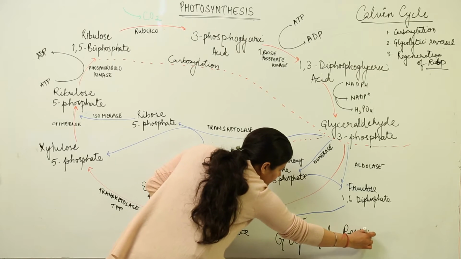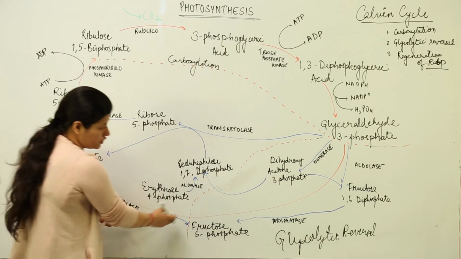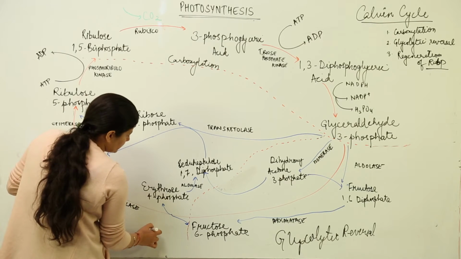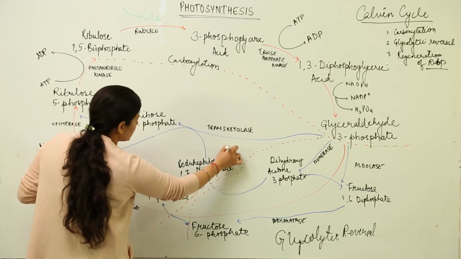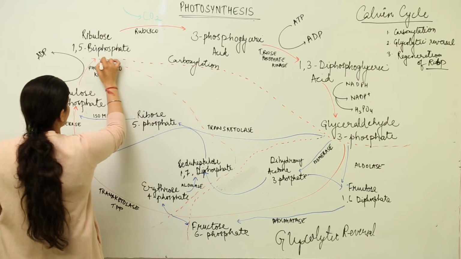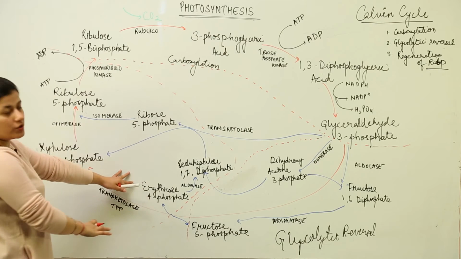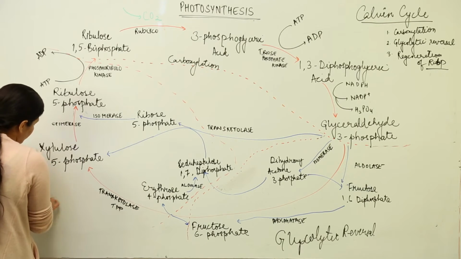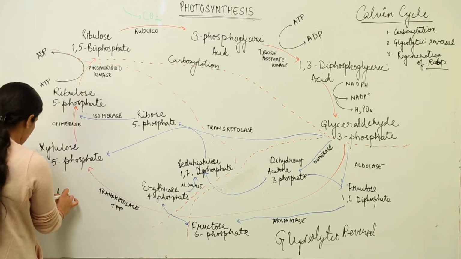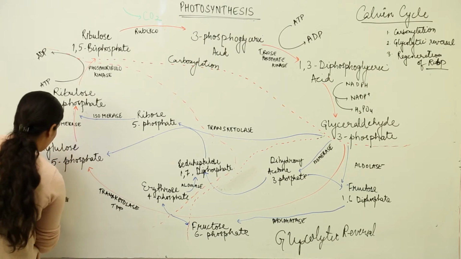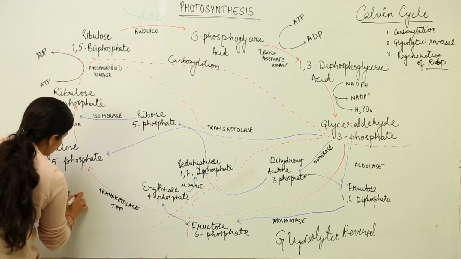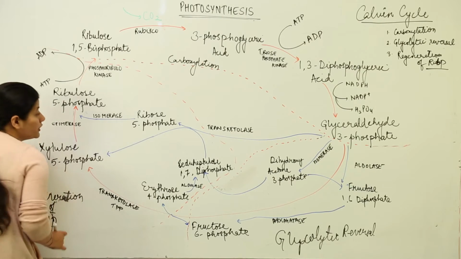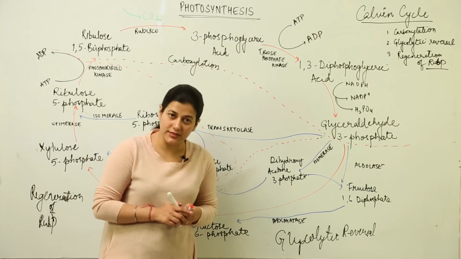As I have mentioned, this particular region is glycolytic reversal, while the remaining one from here, including this particular zone, belongs to regeneration of RuBP. This region is regeneration of RuBP. So we get to know which stage is happening where. Now once we have understood that, we're going to move further. What is happening, how it is happening.